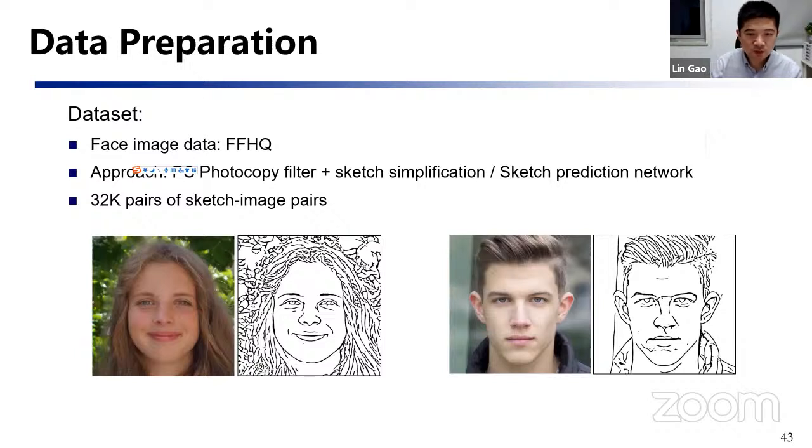Here we need to use the paired sketches and the face images to train this neural network. To extract the sketches from the real images, we use the photocopy filter in Photoshop, followed by a sketch simplification network. And with this paired data, we also need to train a sketch prediction network to extract sketches from wild images for convenience.